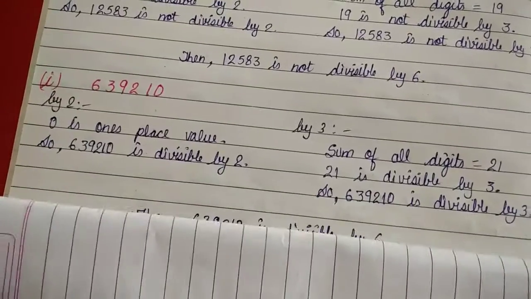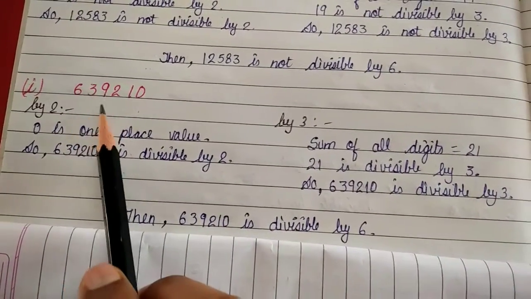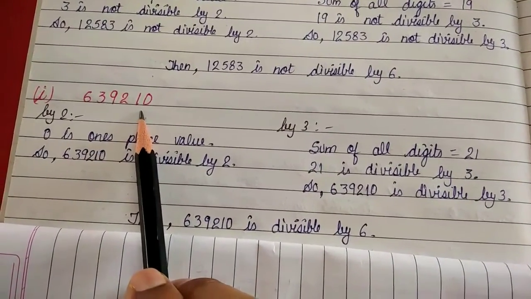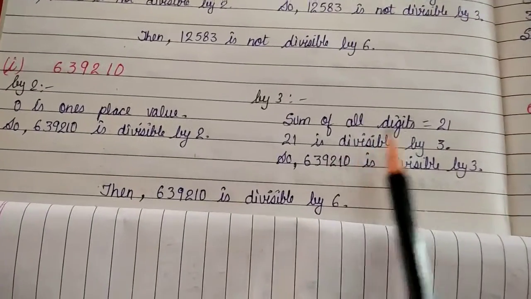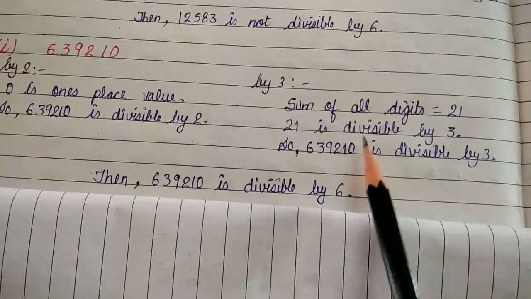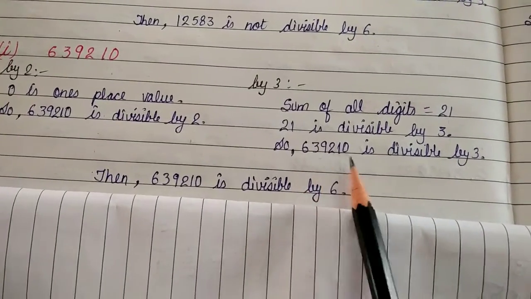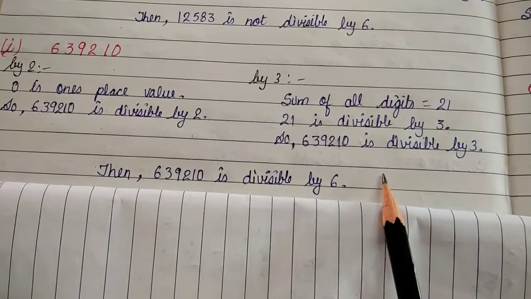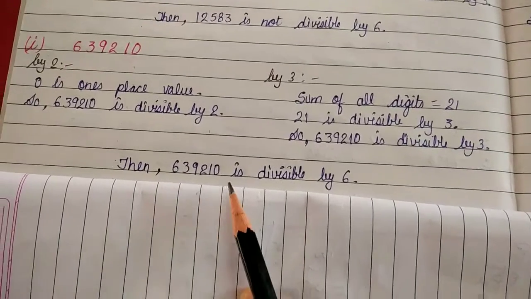Then the next is I. For I, you can simply see we have 639210. Here we have the ones place as 0. So we can say the number is divisible by 2. And for the divisibility of 3, when we add all digits, we have 21. And 21 is divisible by 3. So we can say our number 639210 is divisible by 3. So both conditions are satisfied. It means that 639210 is divisible by 6.